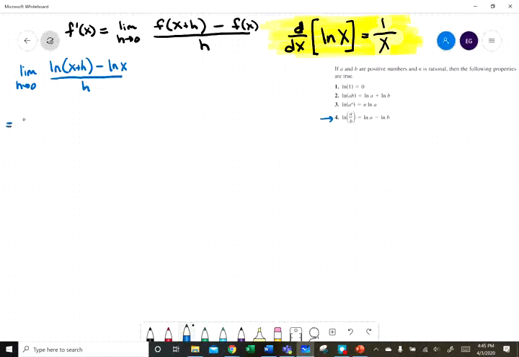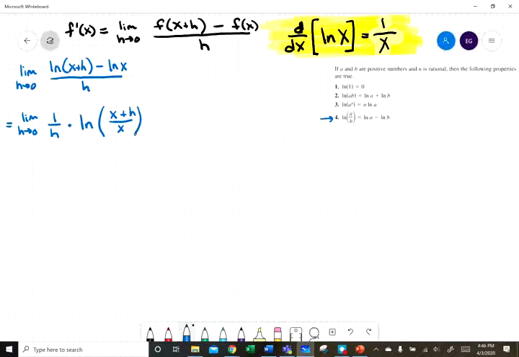All right, so let's say this is the limit as h goes to 0. We'll bring that 1 over h out front, and we'll combine those two logs into 1. So that's the natural log of x plus h divided by x.